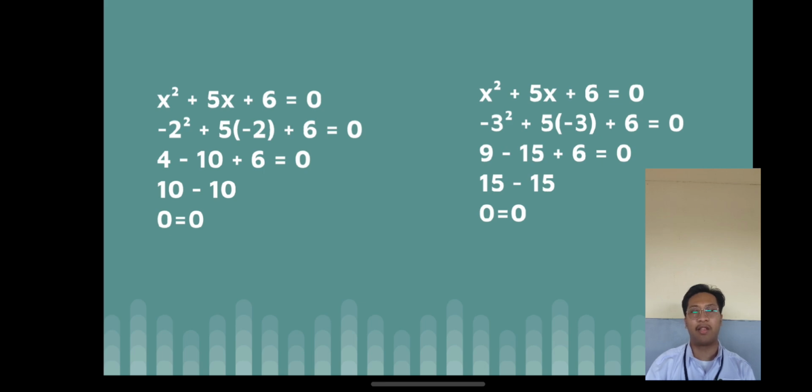Then next, -3. So (-3)² + 5(-3) + 6 = 0. Then 9 - 15 + 6 = 0. Then 15 - 15 becomes 0, so 0 = 0.